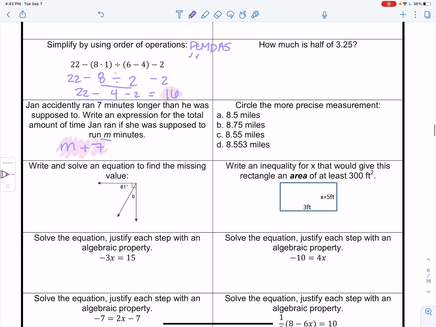Moving on, write and solve an equation to find the missing value. Well, this little square here, it signifies that that angle measure is 90 degrees. Since that's 90 degrees, those two angles that lie within it add up to 90 degrees. So we have 61 plus b should equal 90. And you just solve for b from here. So you subtract both sides by 61 to find your answer. B is equal to 29 degrees. And you're done with this one.